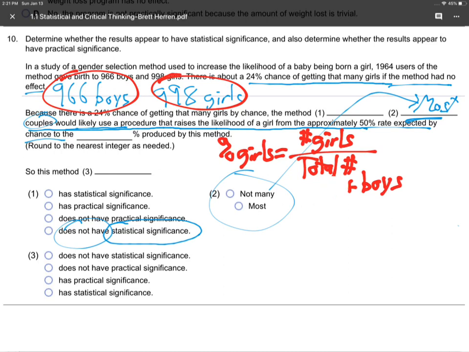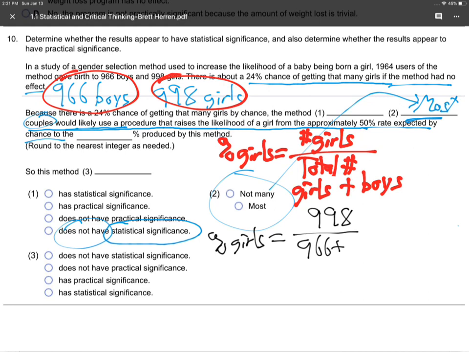Can you read my scribble in there? Kind of got it. 1964. Yeah, so let's figure that out. You guys have your calculator. This is why you want to use a calculator. I mean, just a regular calculator can do this, no problem. So the percentage of girls is going to be the number of girls, which are 998, over the total 966 plus 998. What is that denominator? 1964? Oh, yeah, they said that up here. Yeah, sorry. You didn't have to add those. They gave me that already.